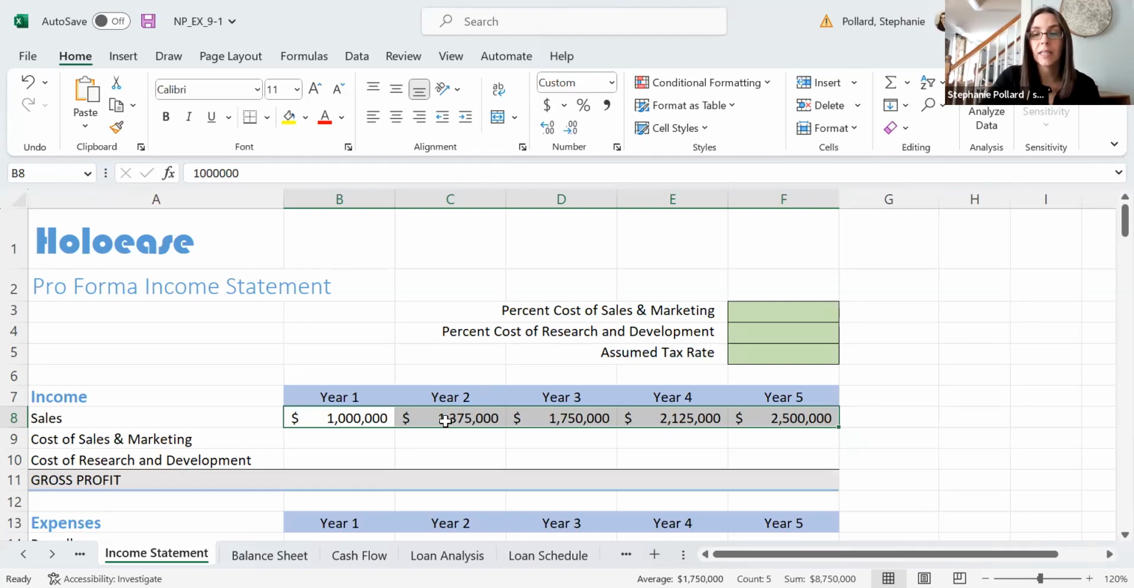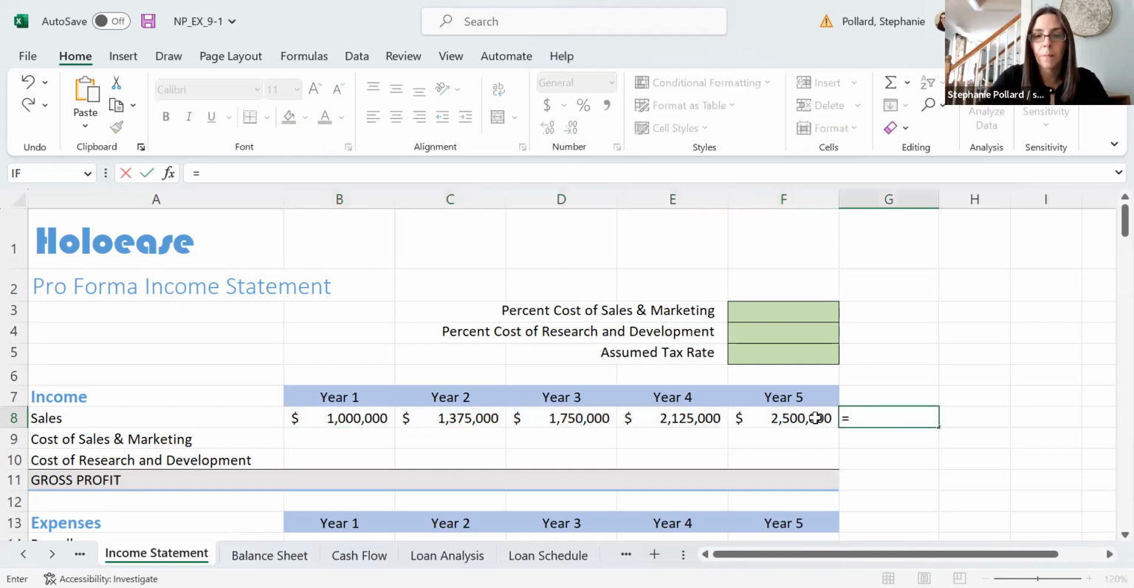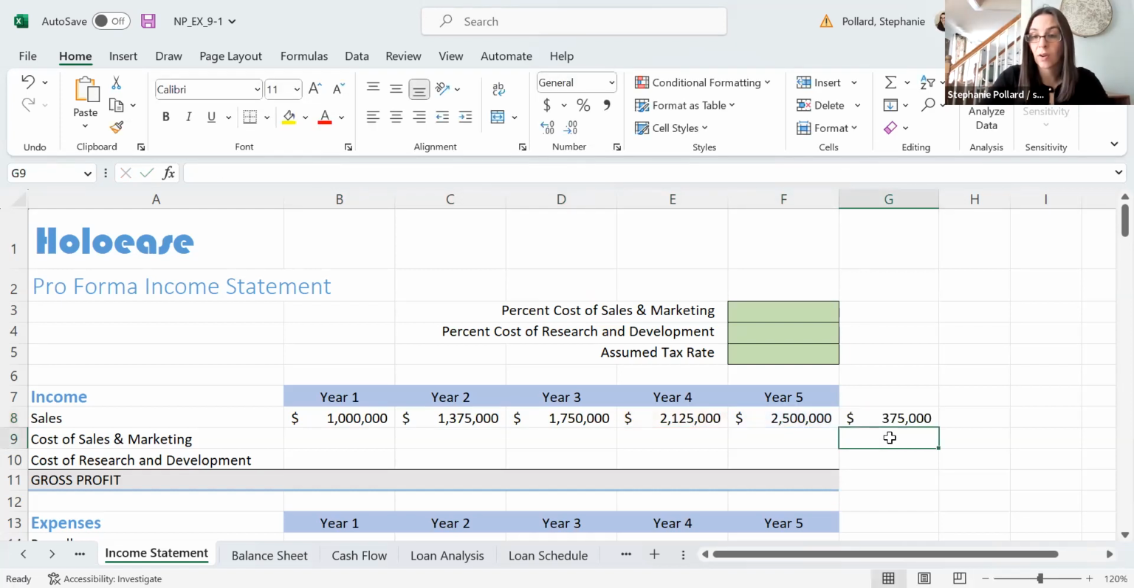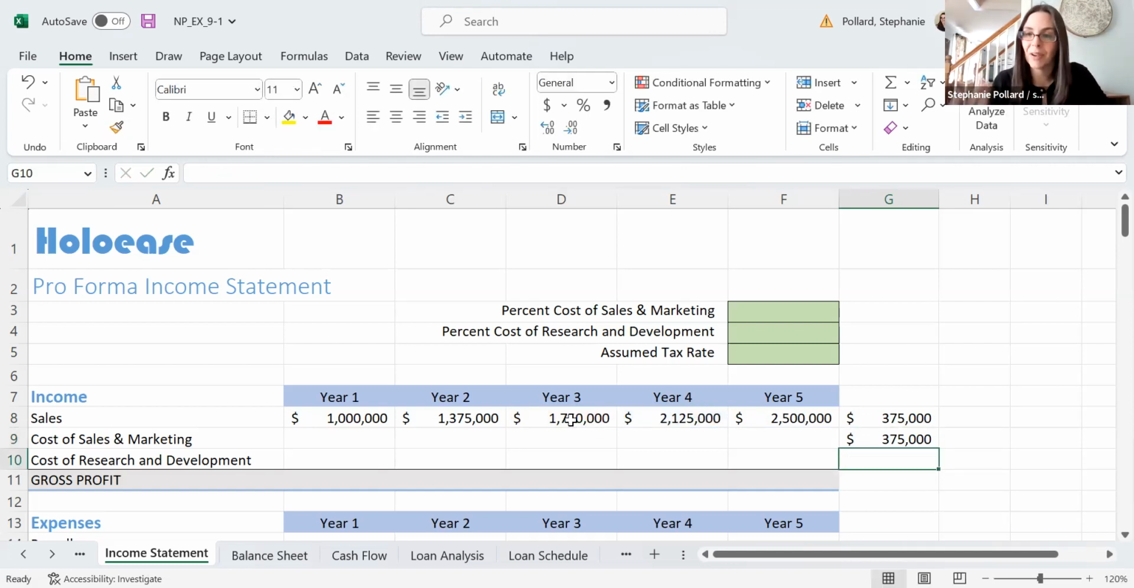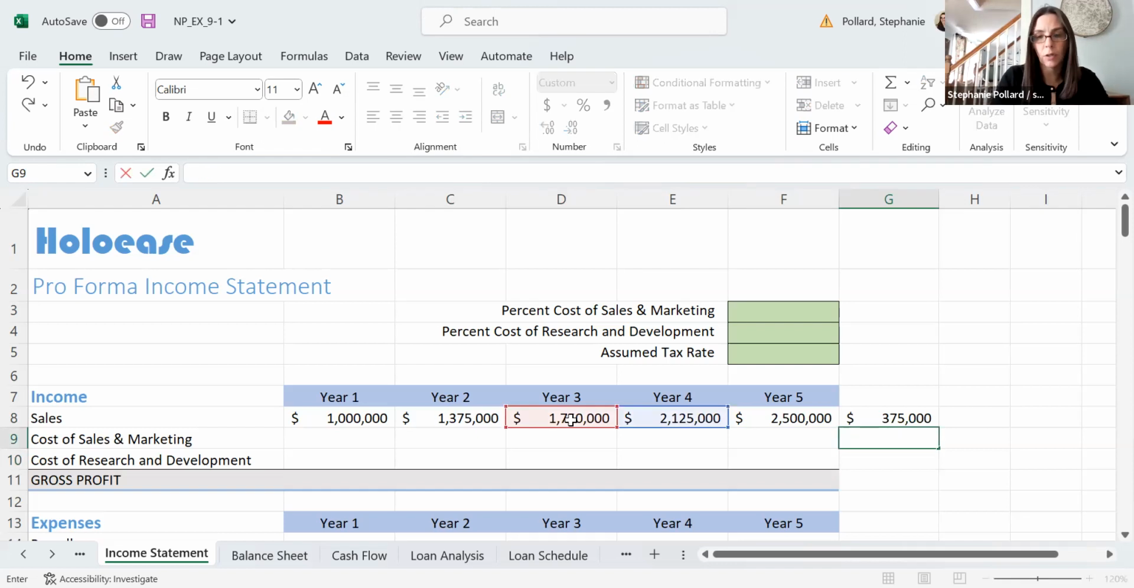And these are all the exact same difference. So for instance, if I took year 5 and subtracted year 4, we see the change is 375,000. If I take year 4 and subtract year 3, again, we still get 375,000. That same exact dollar change every single year. So this is a linear trend.